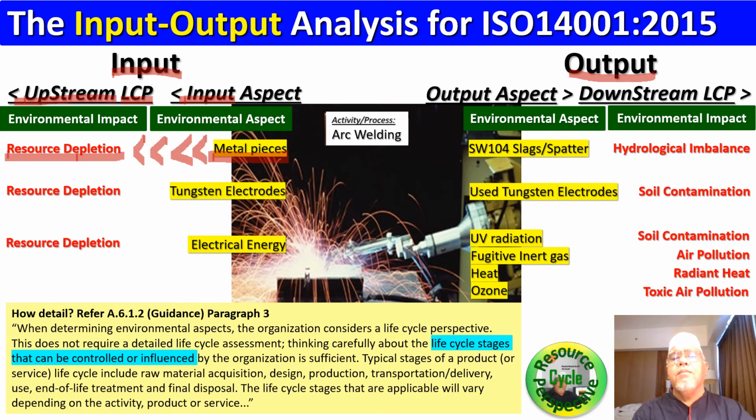Upstream life cycle perspective. Now, as the welding is done, we saw that on the other hand, one of the environmental aspects that interact with the environment is the release of what is called slags and splatter from the welding process. And it is an output aspect. Therefore, what environmental impact does it pose? We got to look at the downstream of its life cycle. Therefore, the question for downstream is, what happens to it next?